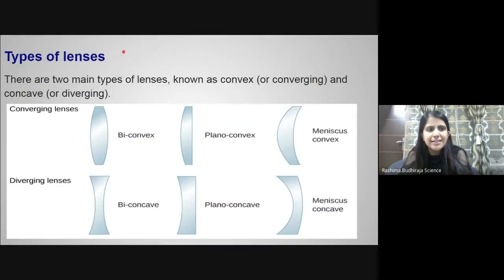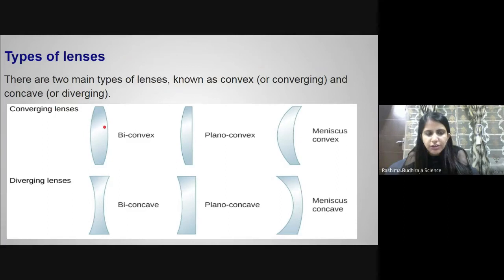Let us understand the types of lenses. There are two main types of lenses known as convex or converging lens and concave or diverging lens. Let us see different converging lenses.